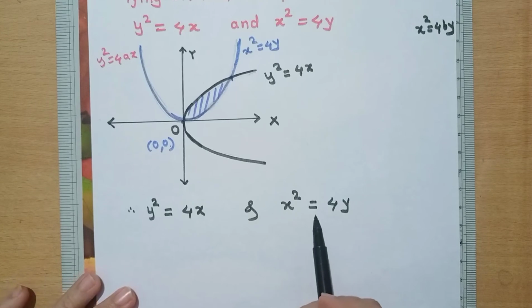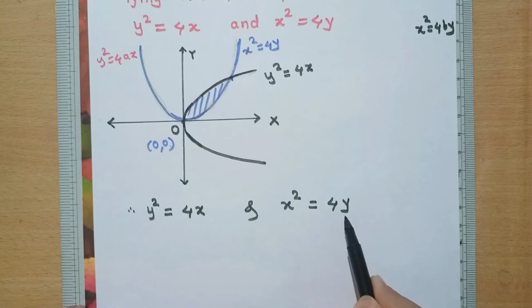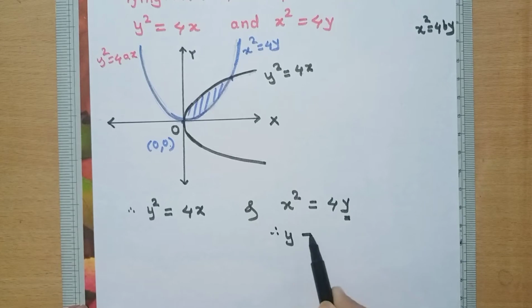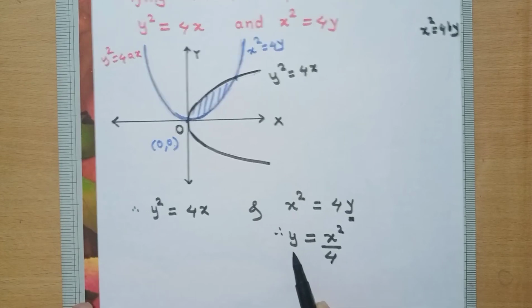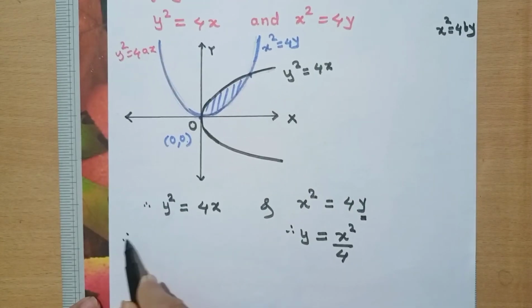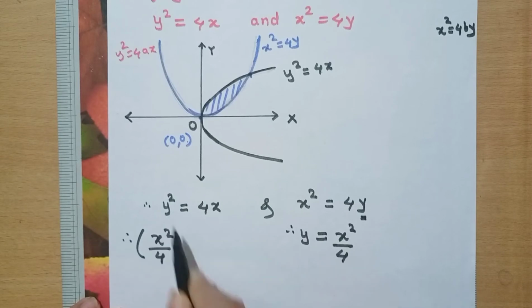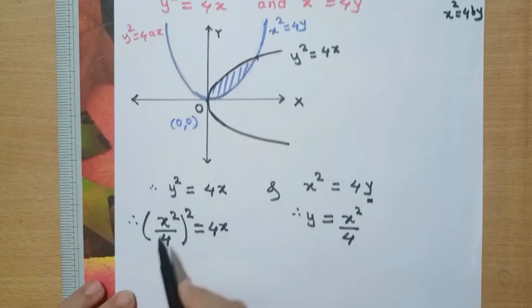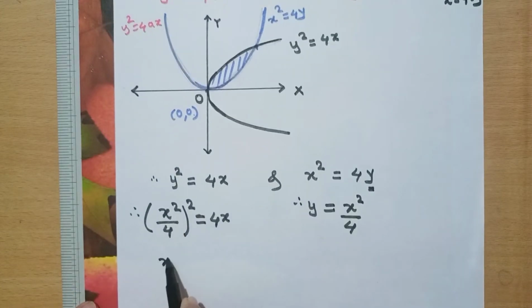Now we will find the other point by solving these two parabolas simultaneously. These are our two parabolas. First we will find out the value of y. From this, y is equal to, move this 4 to this side, so we have x square upon 4. We will substitute this y here, and therefore y is x square by 4 and its square is equal to 4x.